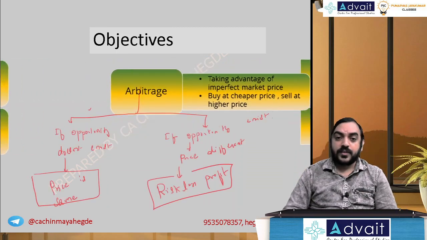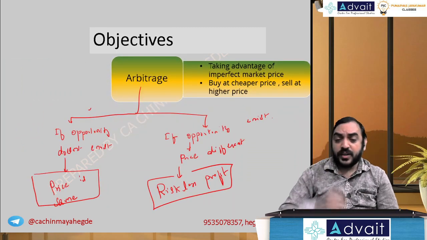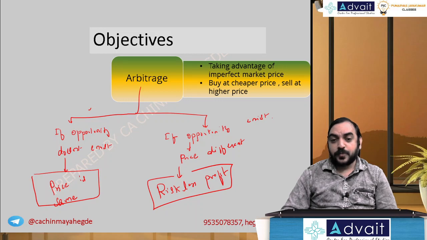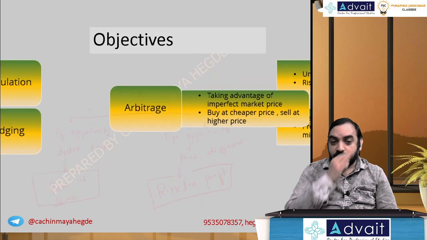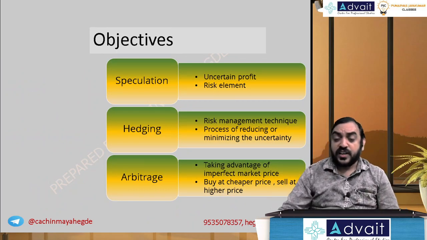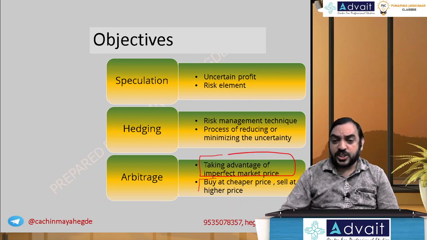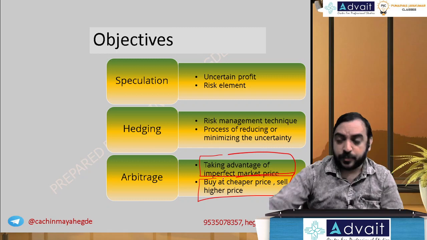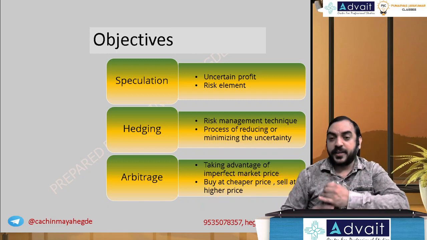Last one, using for arbitrage purpose. What is this arbitrage? Arbitrage means taking the advantage of imperfect market price, or buying at a cheaper price and selling at a higher price. What do you mean by that? Let me explain.